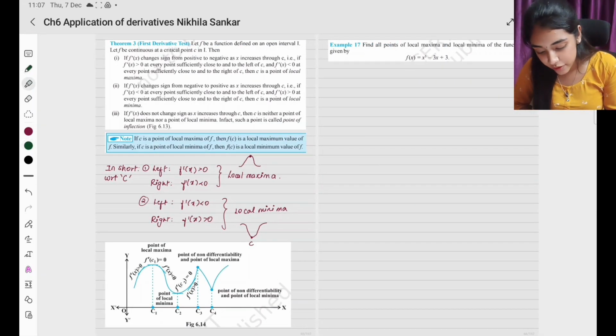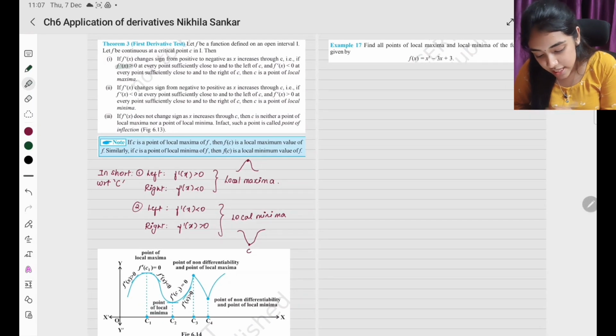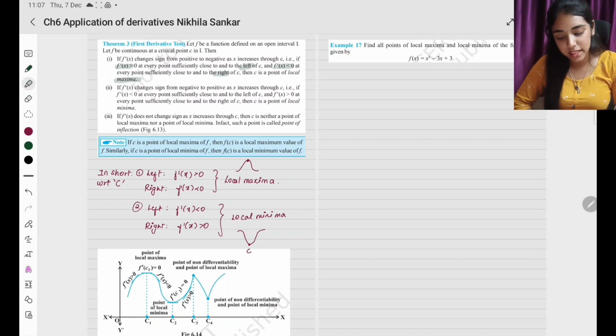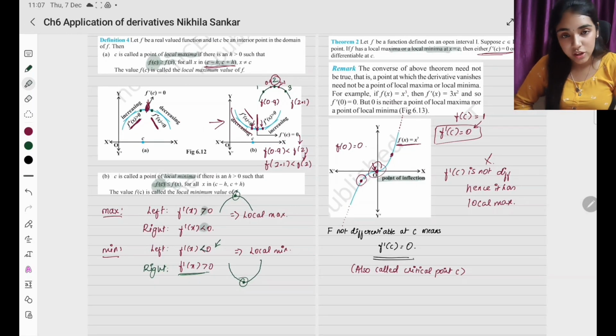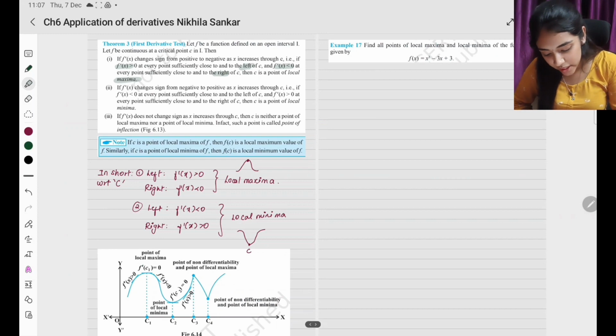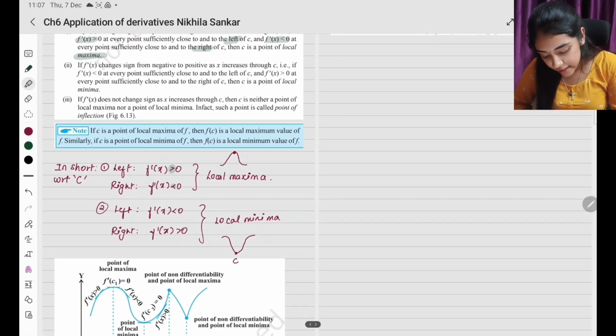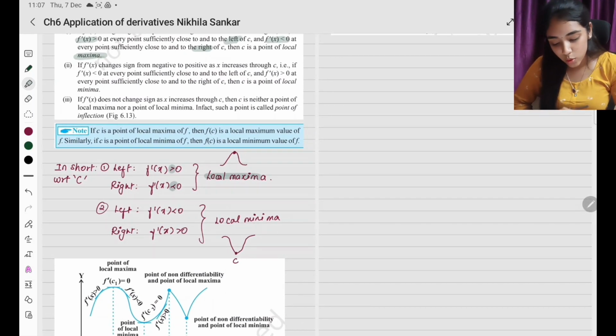Okay, இங்க definition ல என்ன இருக்கு? F dash of x is greater than 0 to the left and f dash of x is less than 0 to the right. Then we call it the local maxima. Correct? Left ல greater than, right ல less than. We call it the local maxima. Okay, இங்கே எழுதிருக்கேன். So left ல greater than, right ல less than, we are talking about local maxima.